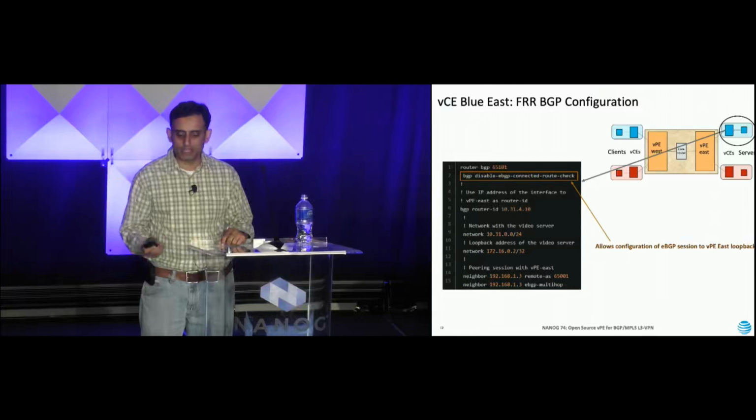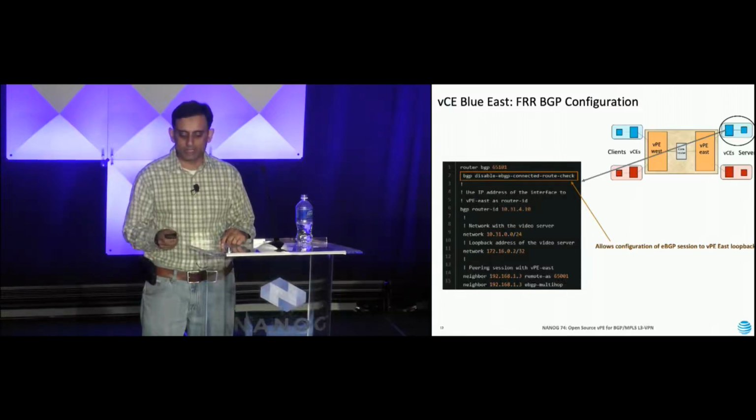The rest of the configuration again is fairly straightforward. You have the router ID. We then add those networks related to the video server to the BGP process. And finally, the two sets of commands enable the peering session with VPE East.